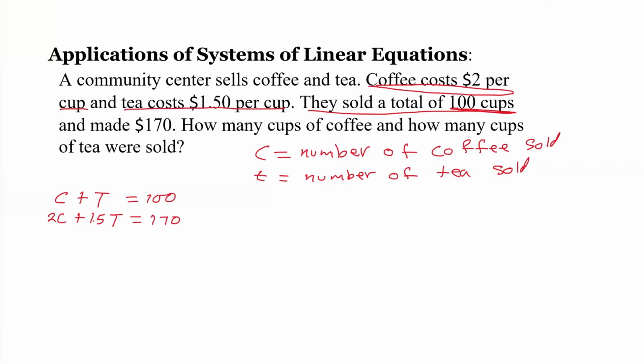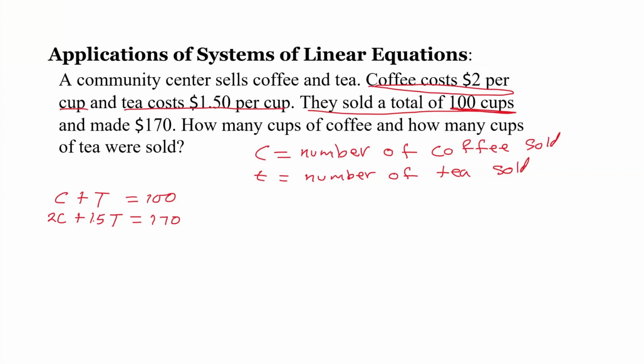So one equation involves the money, and the other equation involves just the total amount. So we just need to solve this system. And what's the question asked? How many cups of coffee and how many cups of tea were sold?